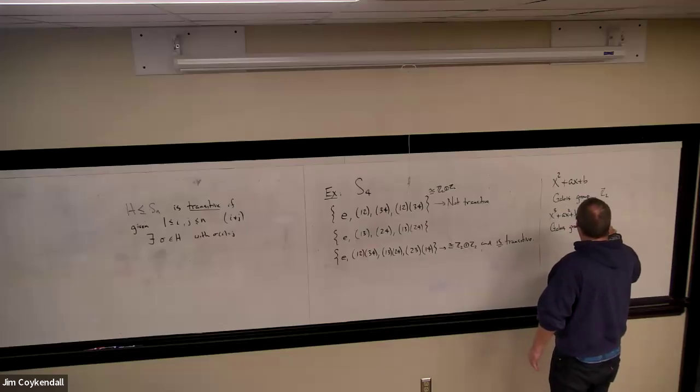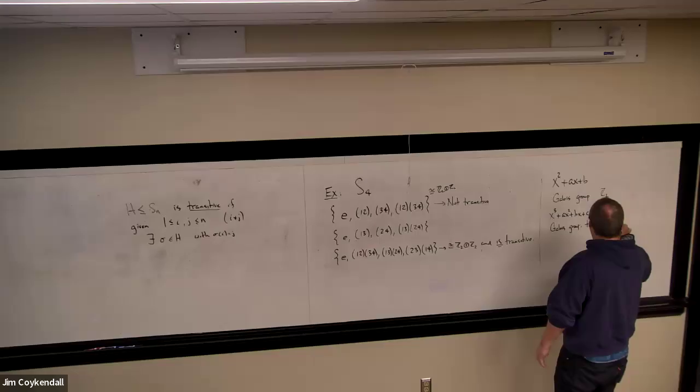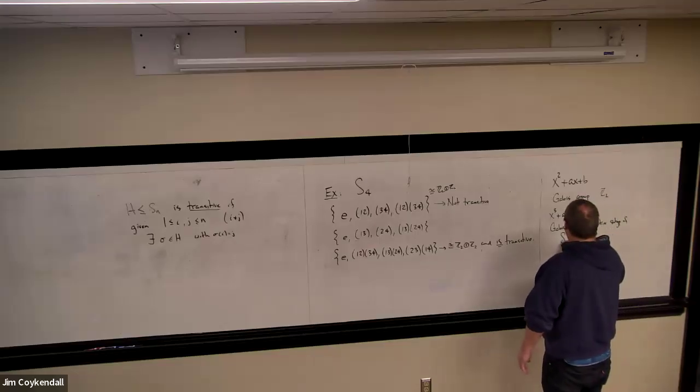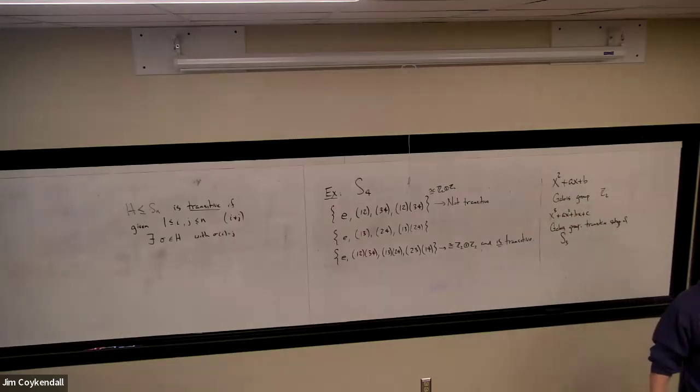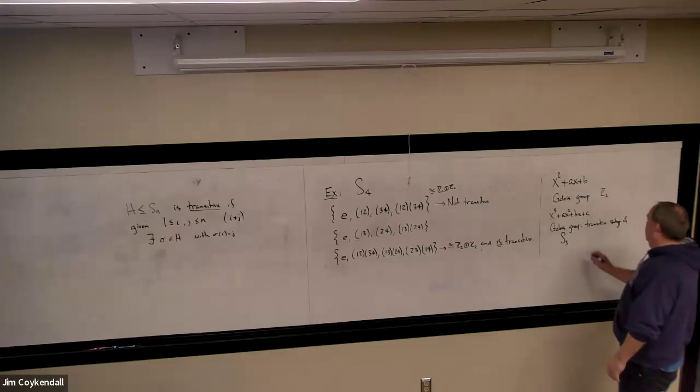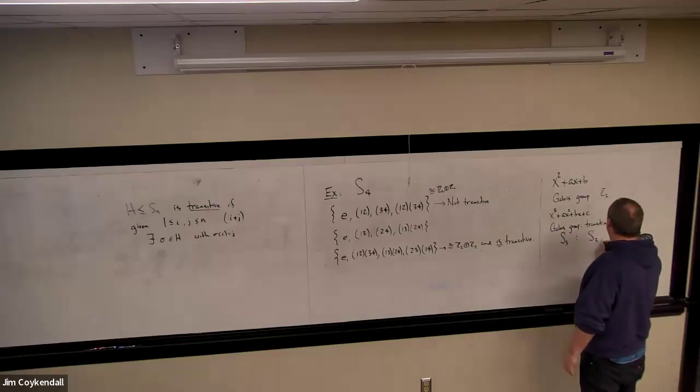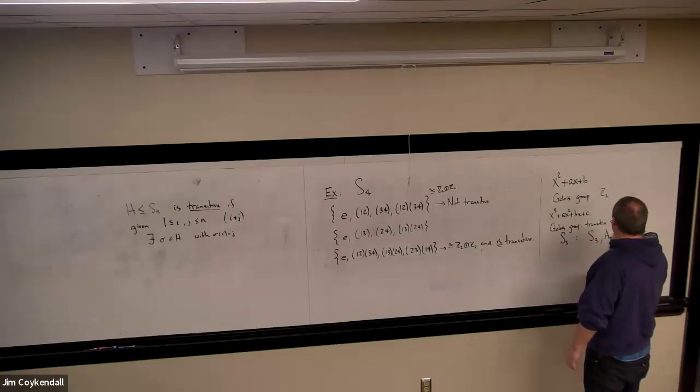Transitive subgroup. S3. I know what the transitive subgroups are. This time there have to be 2 of them at least. S3 and A3.